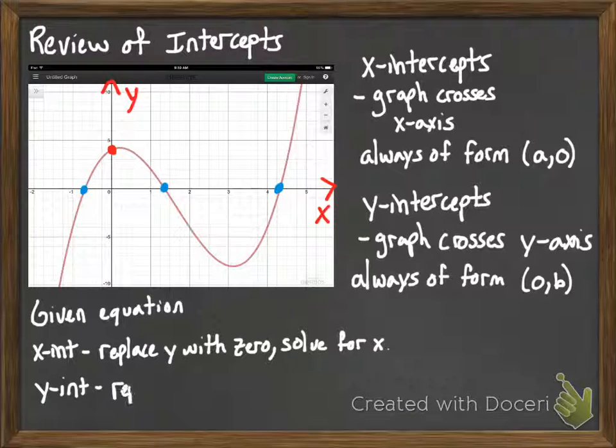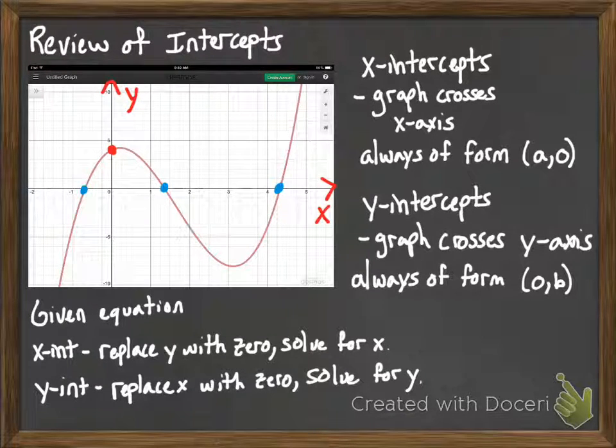And in like manner, we do the same thing for y. We know the x value is always 0, so we replace the x value with 0 to figure out what y value would correspond to that. That would be the y-intercept. And so let's consider an example.